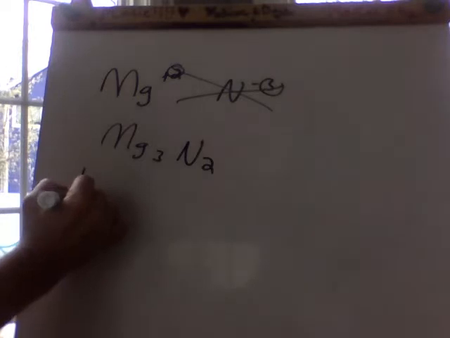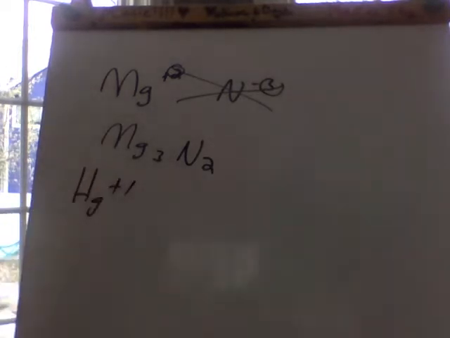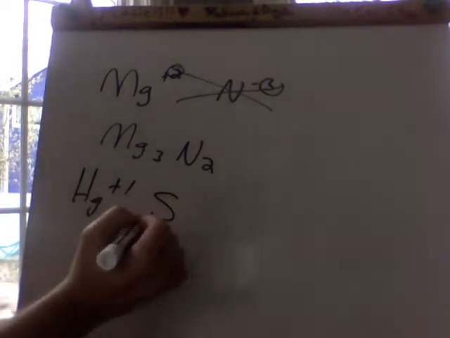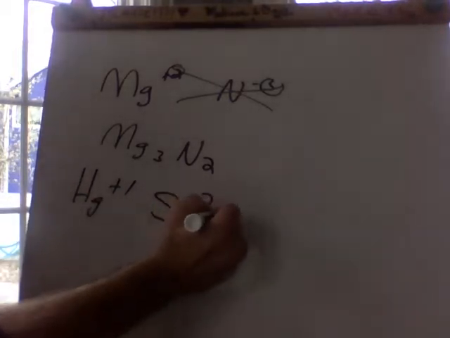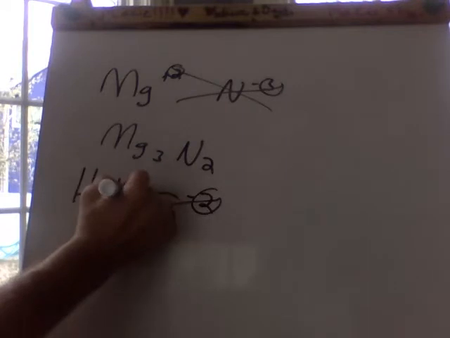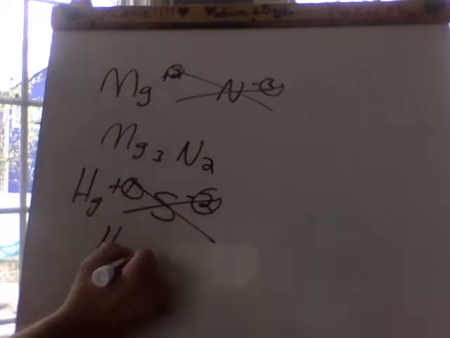Okay. Mercury 1, Hg plus 1. Sulfide. It's not SO4 or SO3 because that's sulfate or sulfite. We didn't change those names. It's just sulfide. So the 2 goes and the 1 goes, and it makes Hg2S.